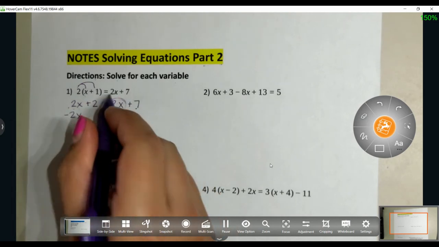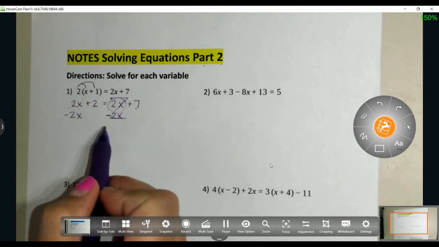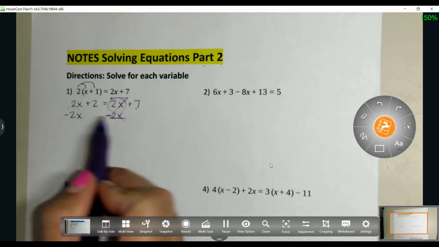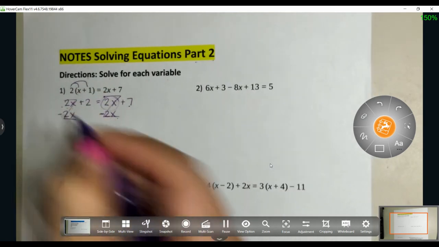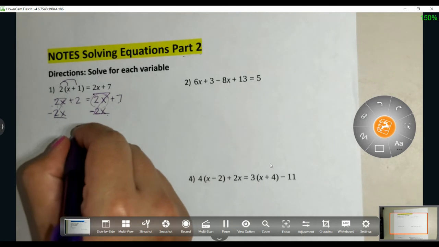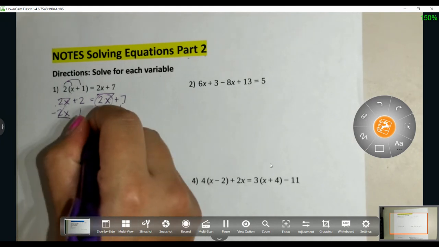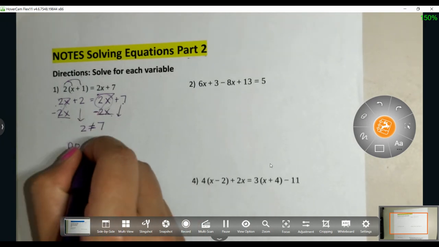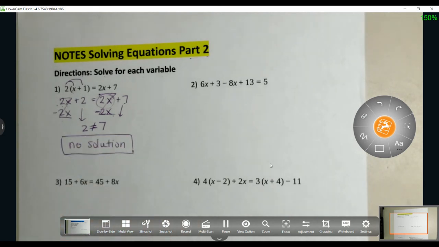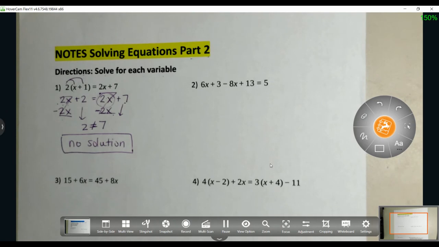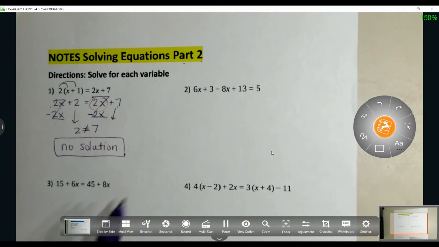Now this is a special case and we're kind of bringing it up right out of the gate here, right off the bat. Our 2x terms cancel on the right, but when you look at the left, 2x minus 2x, that cancels too. And so if we bring down what's left on both sides, we get 2 equals 7. Well, that's not a true statement. So this is an example of no solution. Whenever your x terms just cancel out completely, which will happen from time to time, that just means that there's no way to make this equation balance. So no solution for our first one.